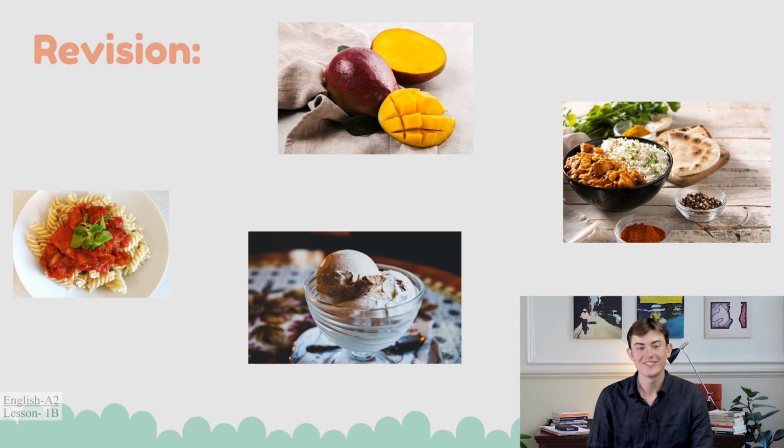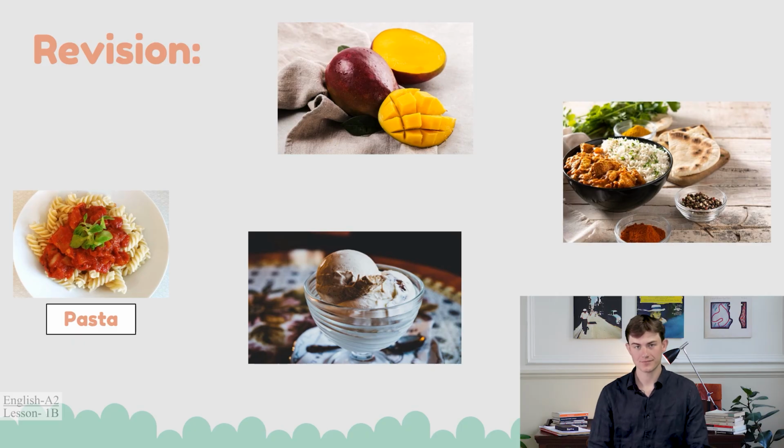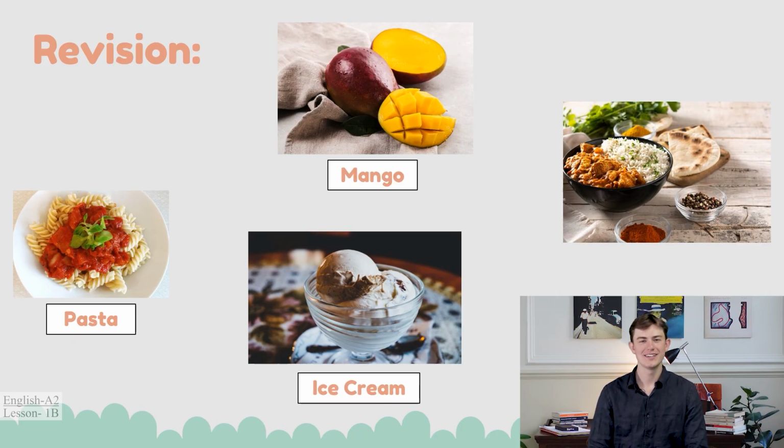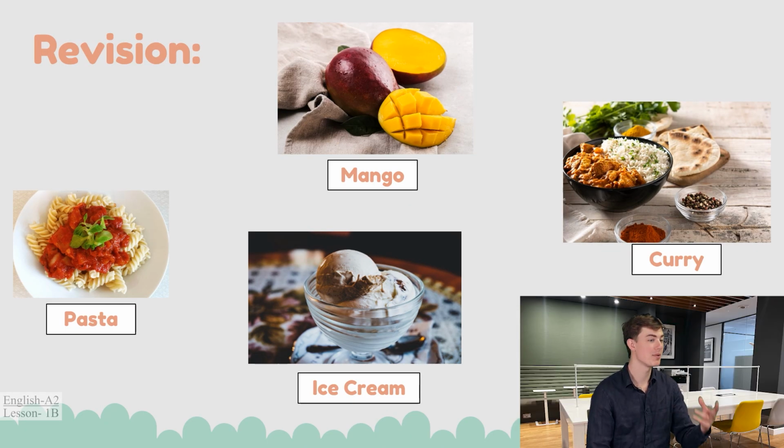So hopefully we said pasta, ice cream, mango, and curry. Now, of course, in that picture of the curry, we've got rice and bread, lots of different things making up that dish. So we've got pasta, ice cream, mango, and curry. And we'll use a little bit of that knowledge shortly.